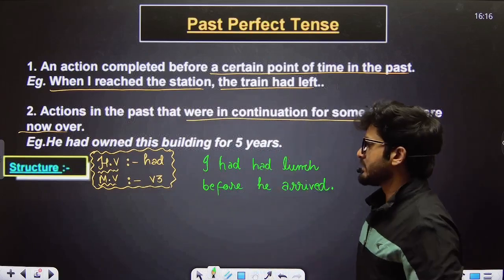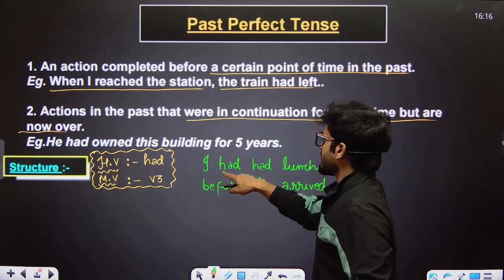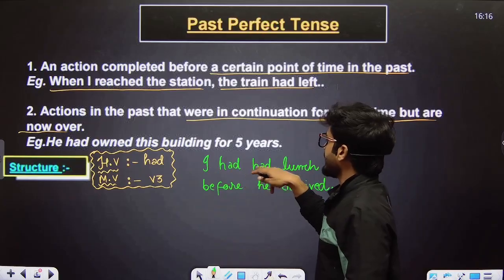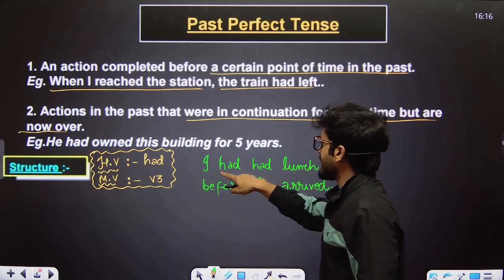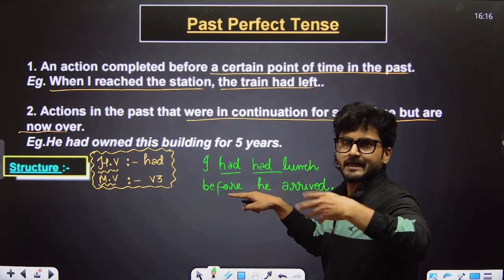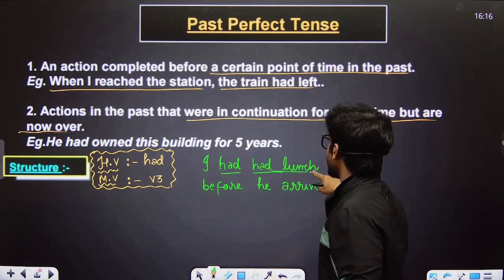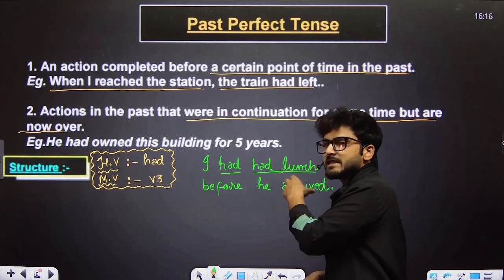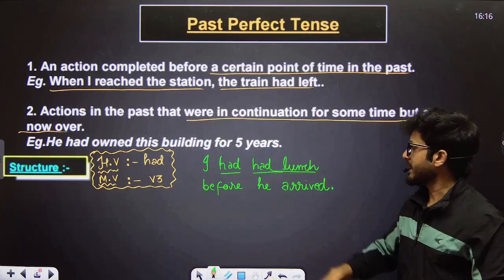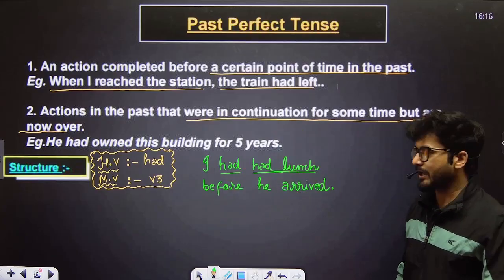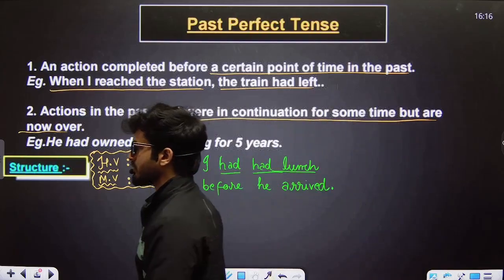Got it? Don't consider that I am writing "had" two times, that means it is wrong. No, I had lunch. This is the had helping verb, and this is had consumed. Taken, eaten. So had plus lunch shows your main verb, that is the verb 3 form. I had lunch before he arrived, or you can also write before his arrival.